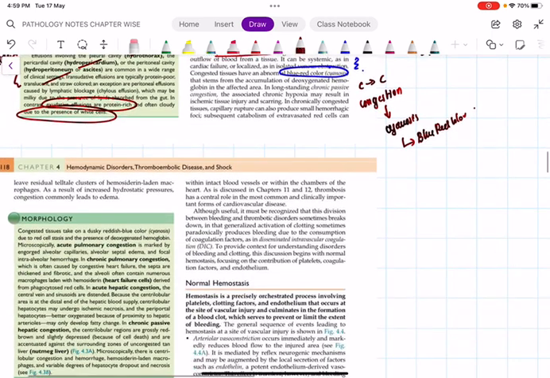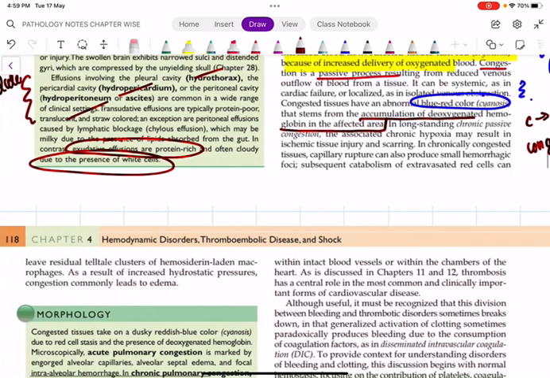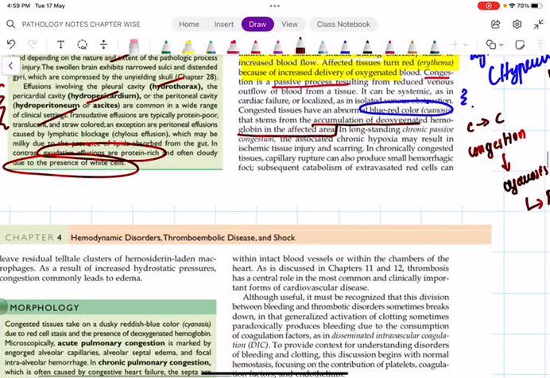chronic passive congestion of the lungs. So these are the two conditions that I am going to discuss here. So congestion means, always remember, it is because of accumulation of deoxygenated hemoglobin in the affected area. Fine?